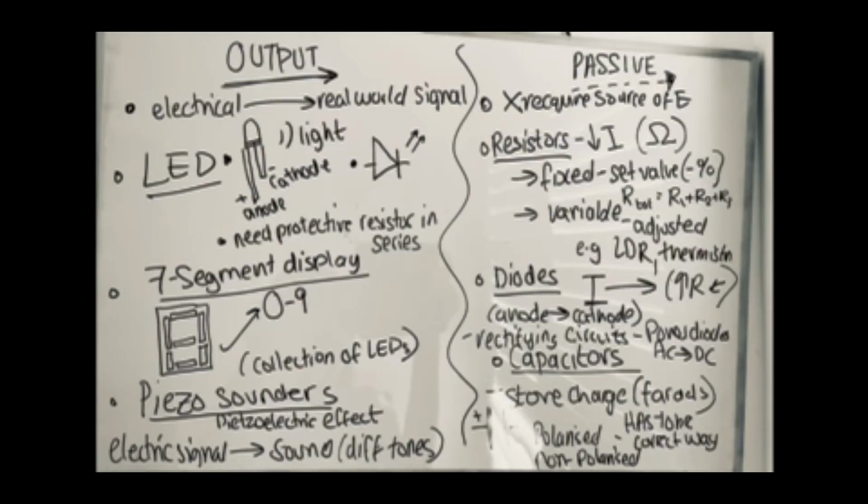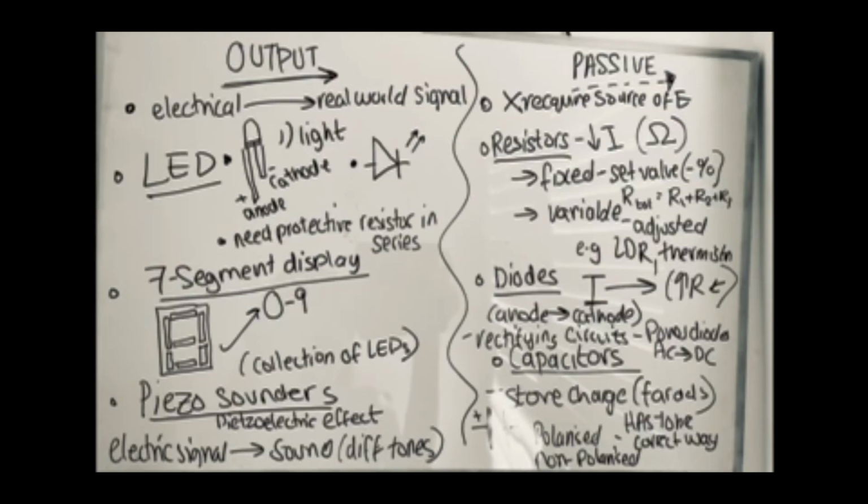Now, with output devices, there are three you need to know. Firstly, LEDs, light emitting diodes. These produce light when current flows through them. You can see that there are two legs. The longer leg is the anode and the shorter leg is the cathode. So when current flows through the anode to the cathode, that is when light is produced. You can see the circuit symbol there, which is a triangle and a line with two arrows outputting. Also with an LED, sometimes you may need a protective resistor in series, and this protective resistor will control the amount of current, because if there's too much current, an LED can break its fuse.